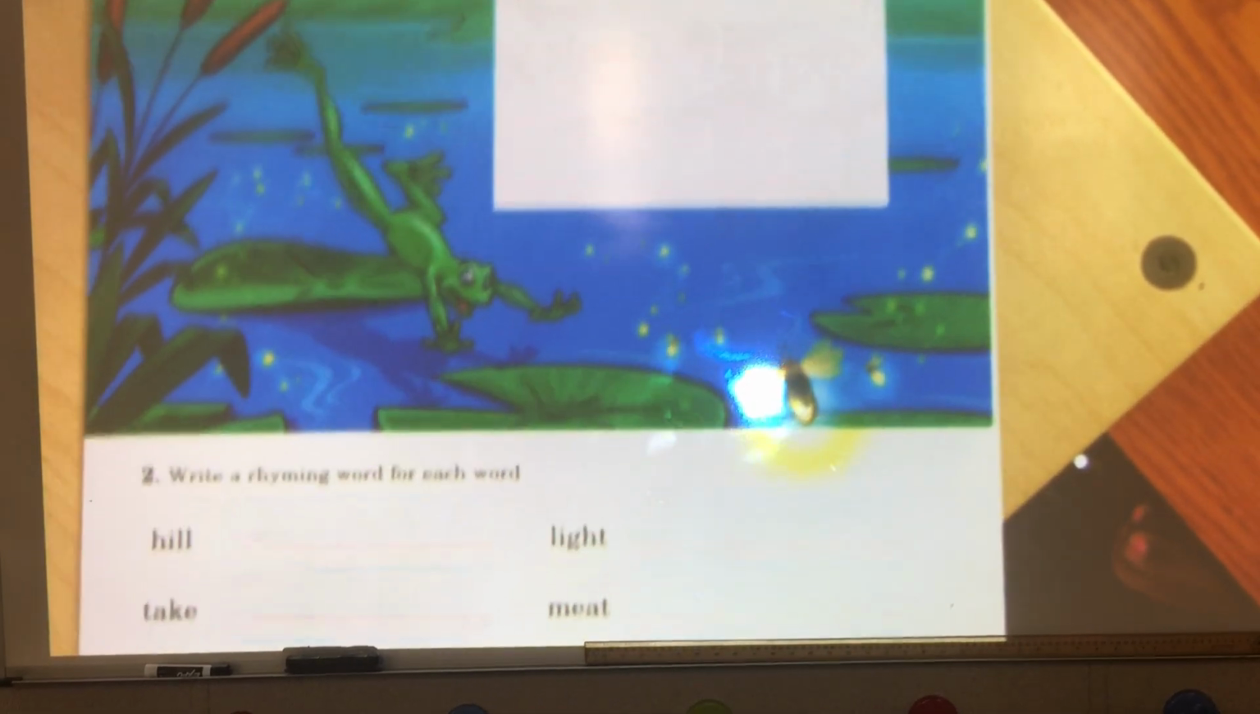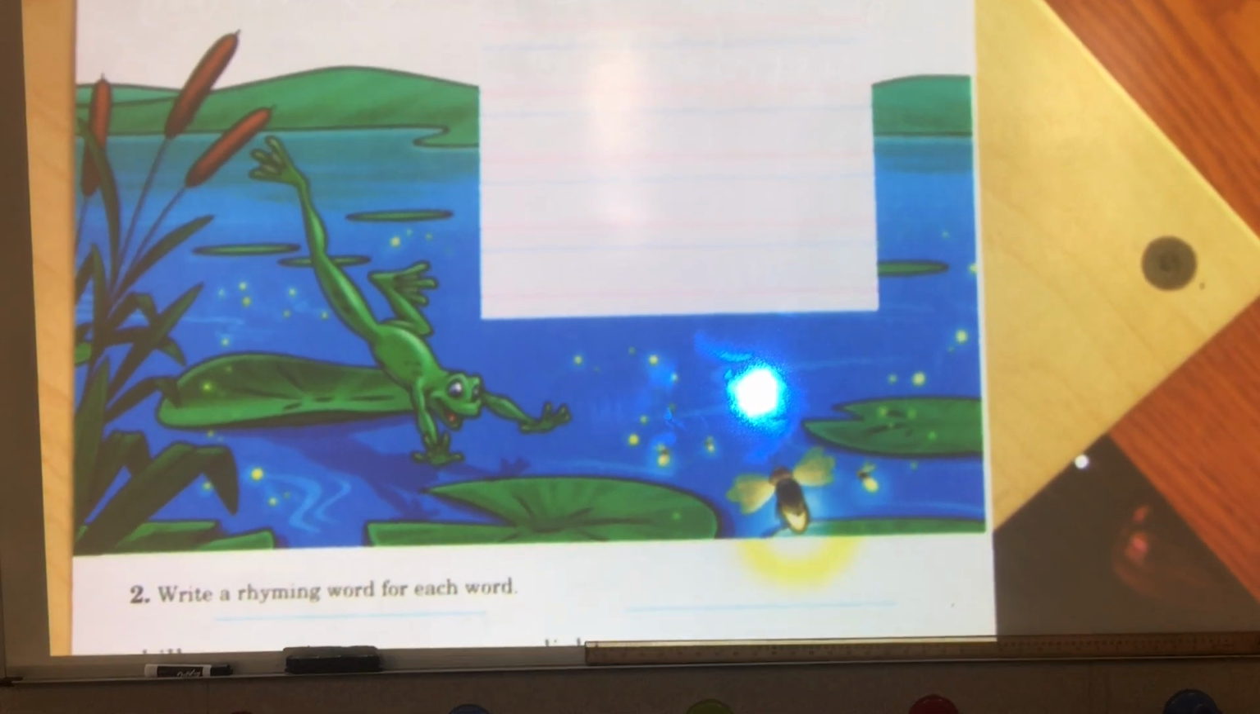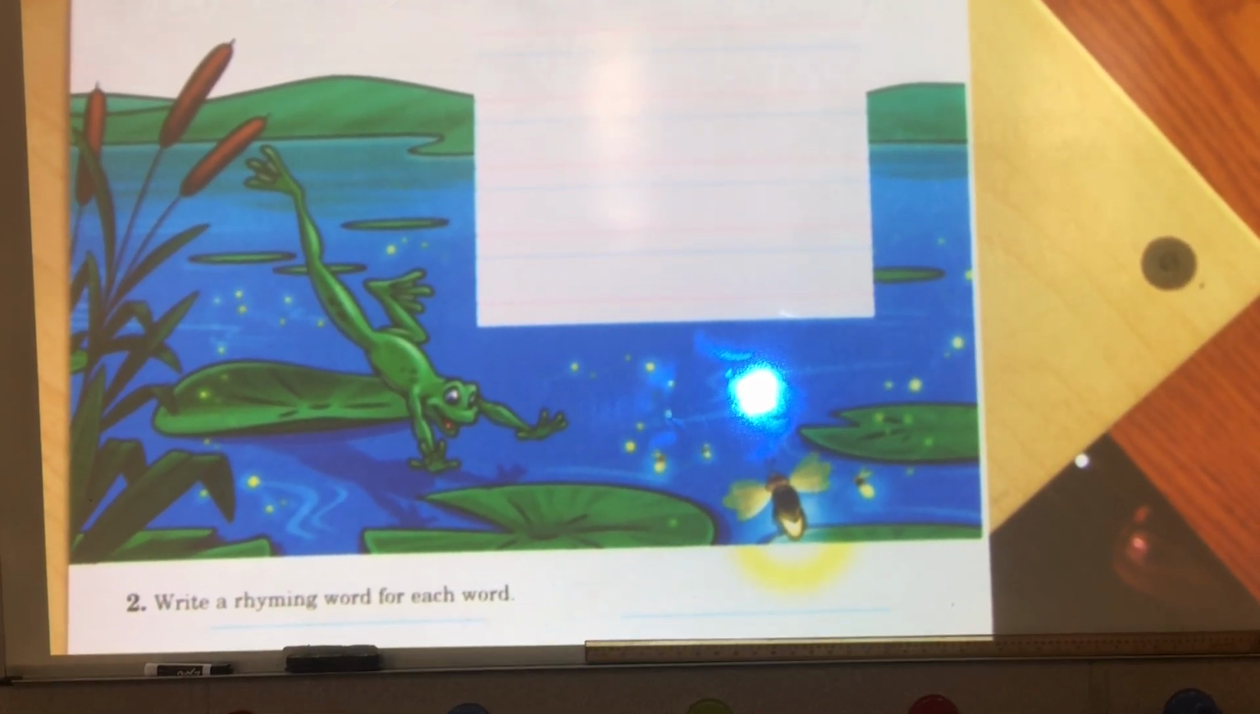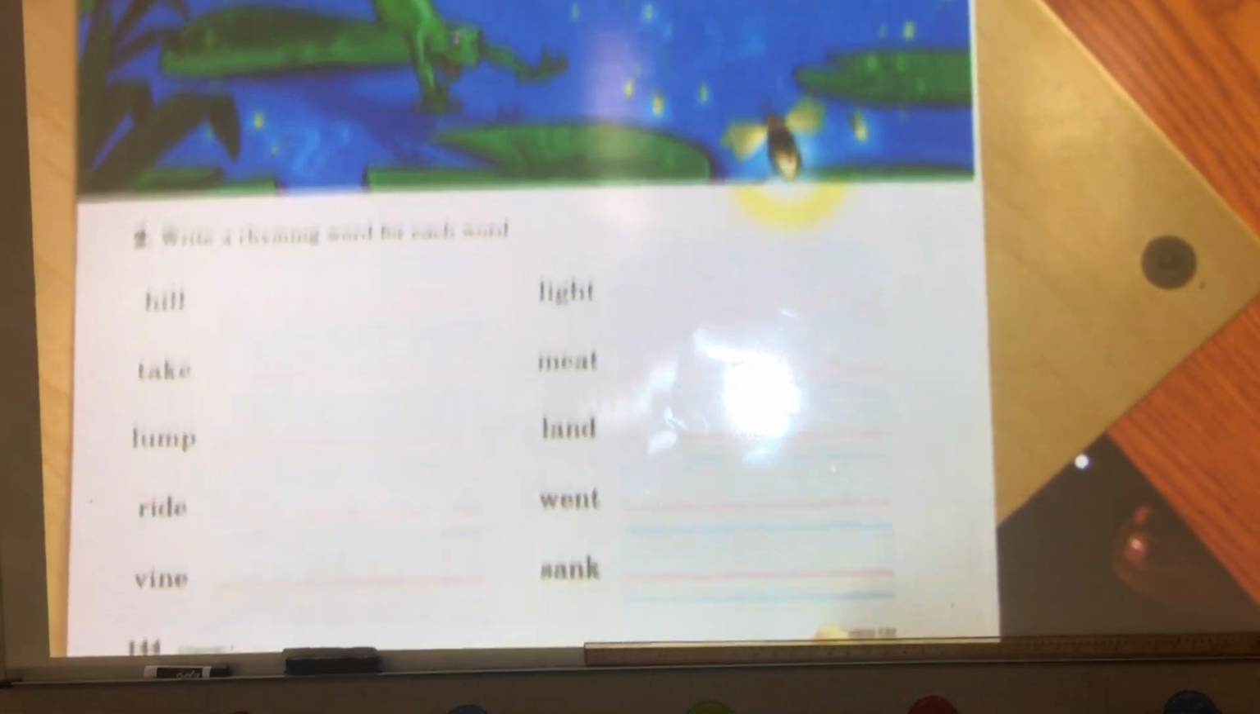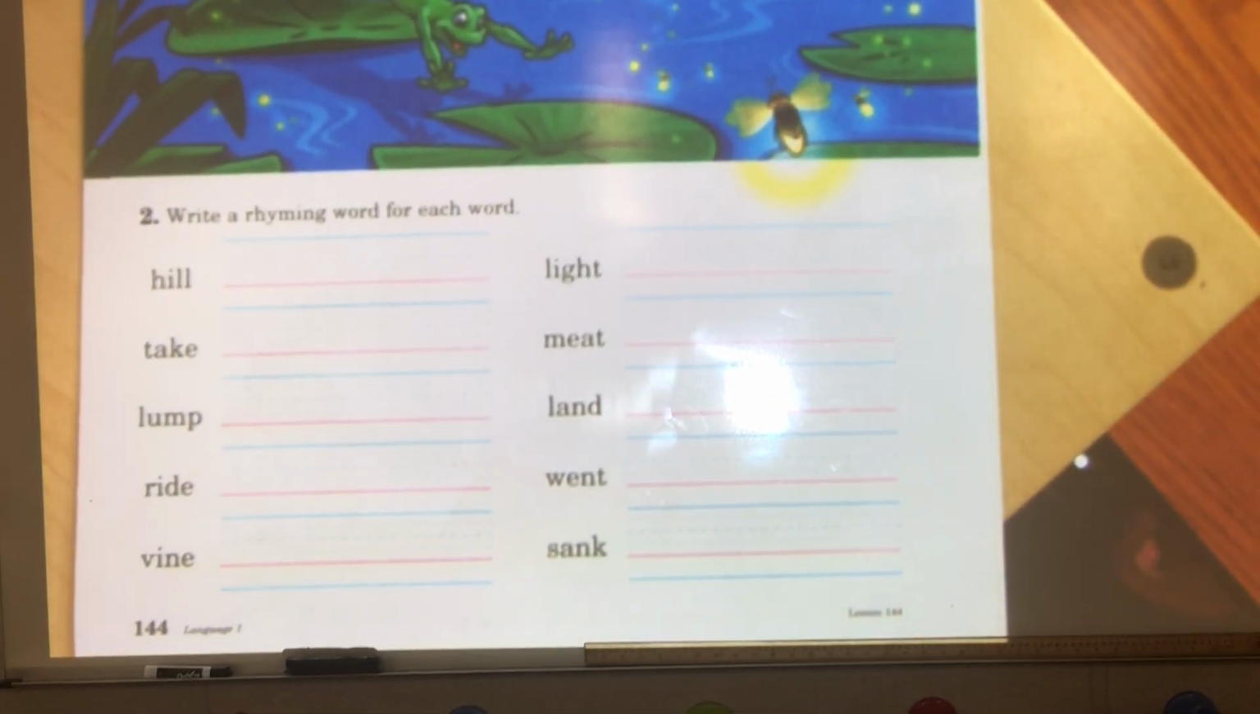Back to section 1. Make sure your sentence starts with a capital letter and ends in a punctuation, and your sentence is a complete sentence. Now section 2.